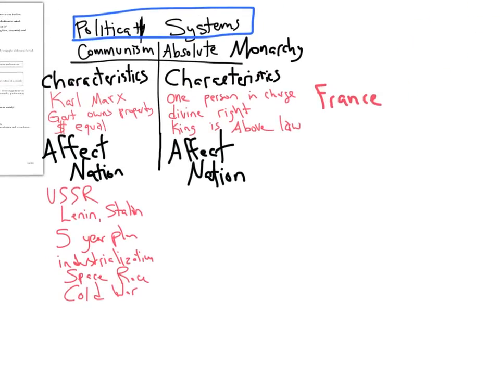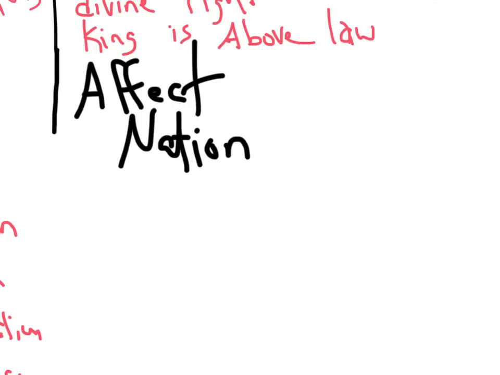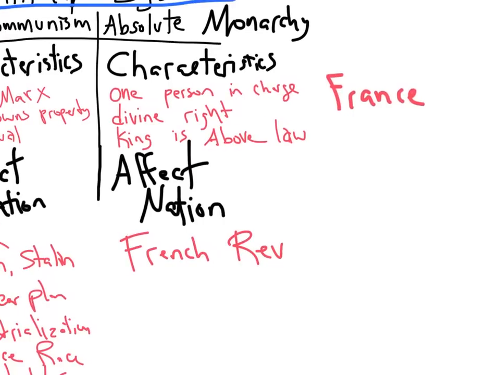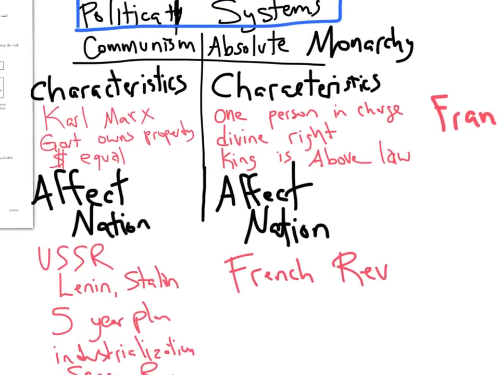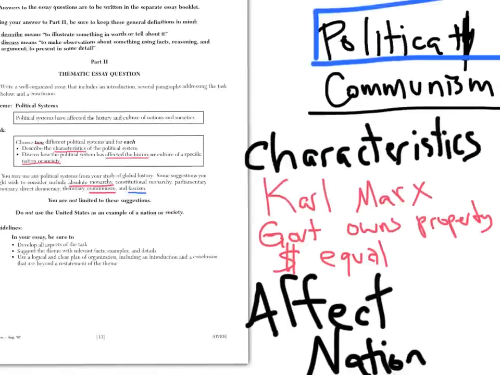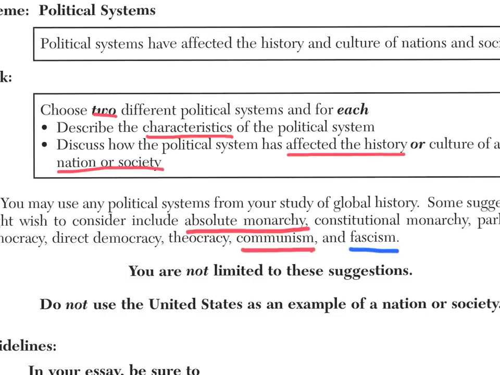What about absolute monarchy? You can talk about how it led to the French Revolution. Because what? Because the king was treating its people unfairly, because he was above the law and he could exploit everybody. So here are characteristics of communism and absolute monarchy, and we've discussed how they affect history, nations, or societies.